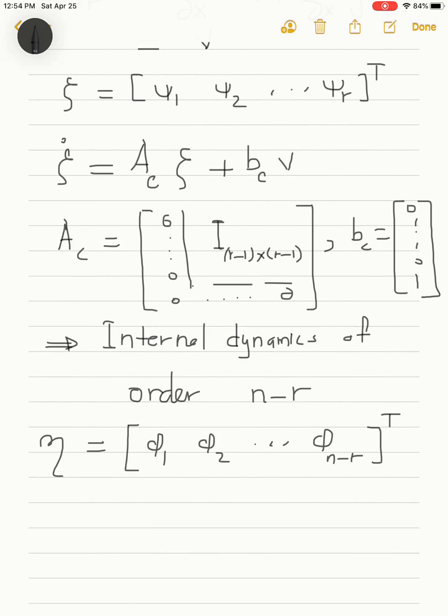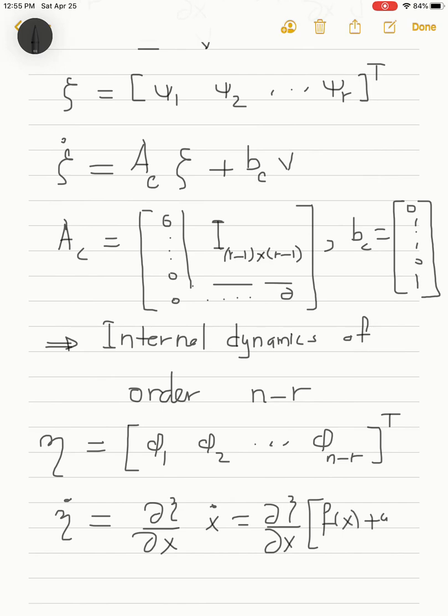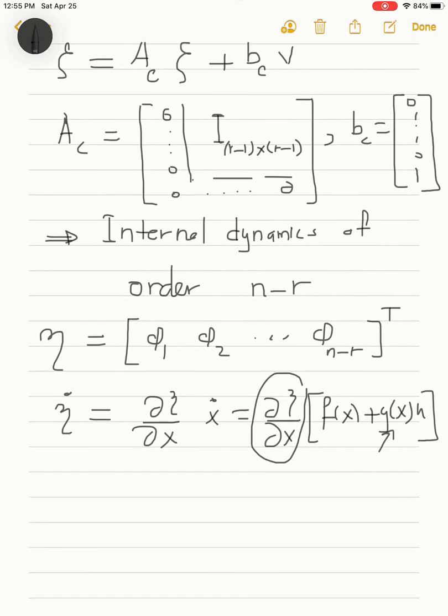In order to do that, let us recall that eta dot is the partial derivative of eta with respect to x times x dot, and x dot is f of x plus g of x times u. But since I'm assuming that these are internal dynamics, that means the product of the partial derivative of eta with respect to x times g has to be equal to 0. So the condition that this new transformation functions have to satisfy is that the partial derivative of this transformation with respect to x times g should be equal to 0.